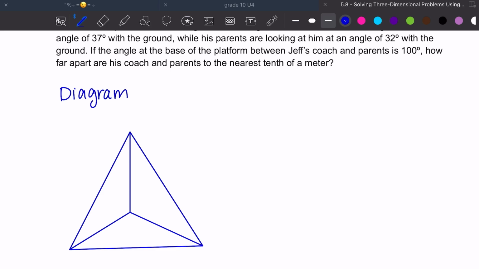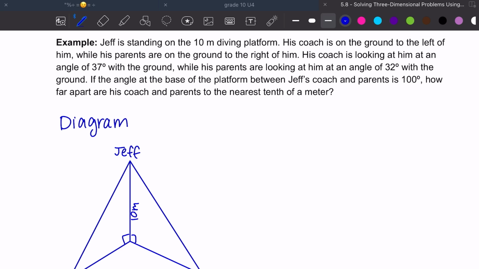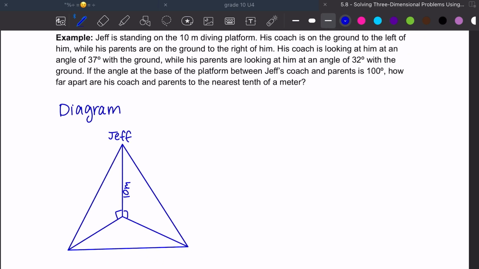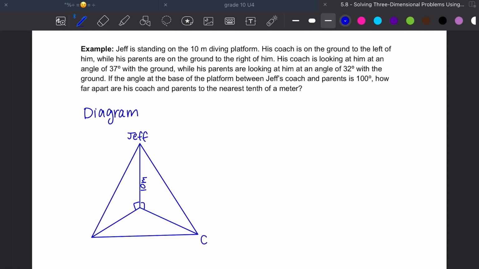So for the recording, because I just recorded it now, we always have this diagram where you've got the two right angle triangles forming side by side, which then produces a third triangle as its base. That's always happening. Here's Jeff at the top, and he's on this 10-meter diving board, or that's how far he's gone up on this platform. And it says to his left, his coach is here. So we'll put C for coach. And then to his right are his parents.